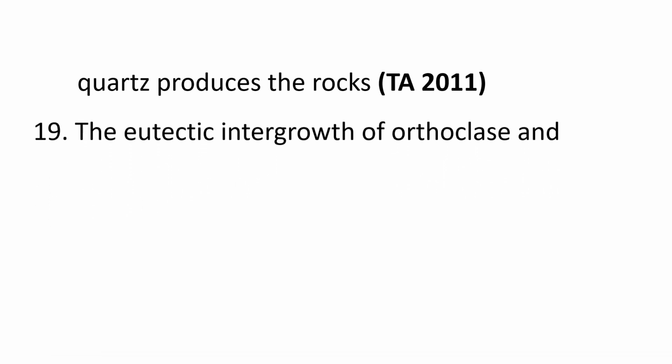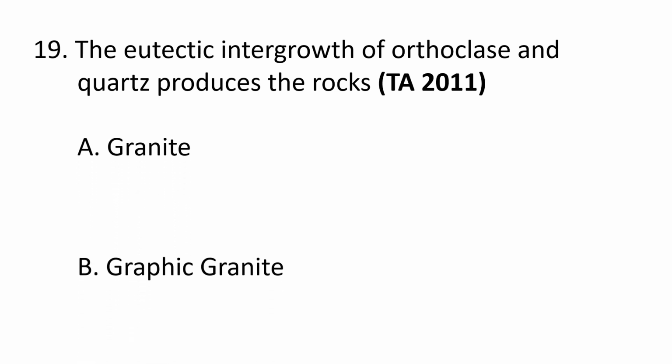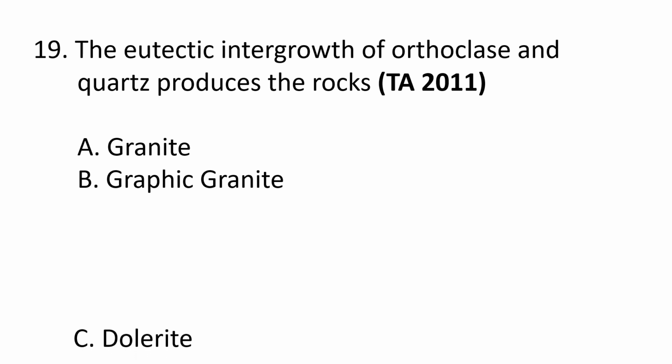Nineteenth question. The eutectic intergrowth of orthoclase and quartz produces what type of rocks? A. Granite. B. Graphic granite. C. Dolomite. And D. None. So the correct answer is B, graphic granite.